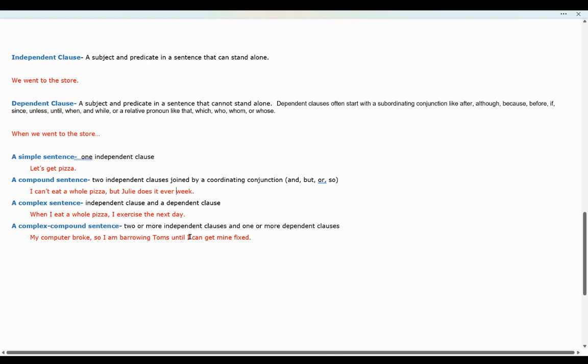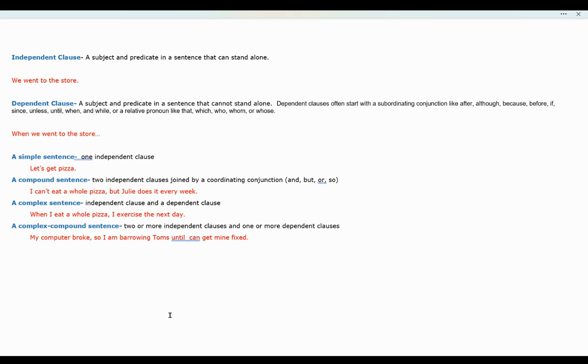A complex sentence is going to have an independent clause and a dependent clause. So you have one of each. When I eat a whole pizza, I exercise the next day. "When I eat a whole pizza" depends on the rest of the sentence. Well, when you eat it, what happens? And "I exercise the next day" is the independent clause that can stand alone.